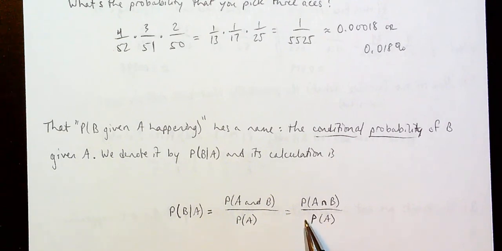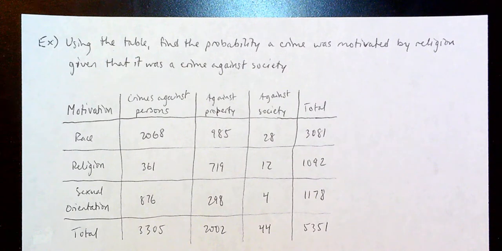This is also equal to P of A and B, with the cap symbol that we use to stand for the and, like we saw all the way back in our chapter on sets, all divided by P of A. So let's go on and solve a couple sample problems, seeing how we calculate the conditional probability.